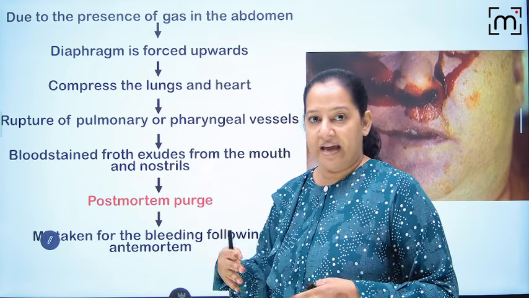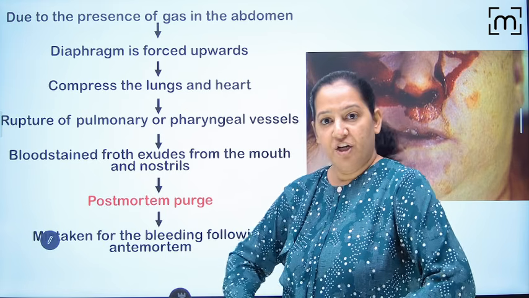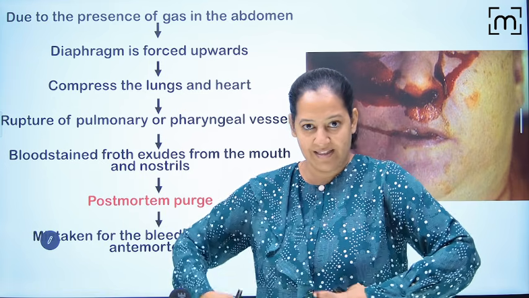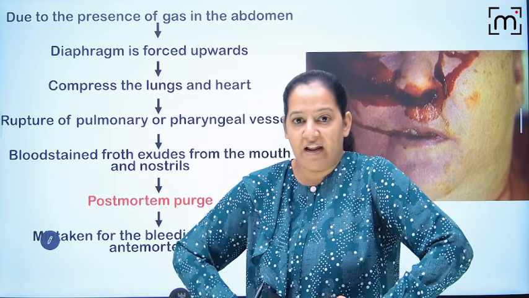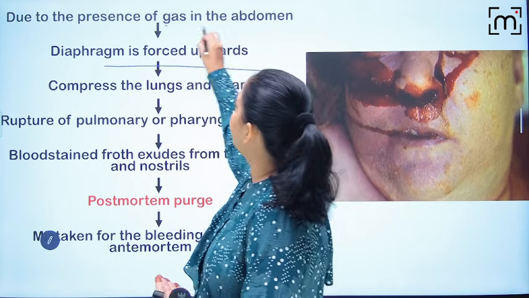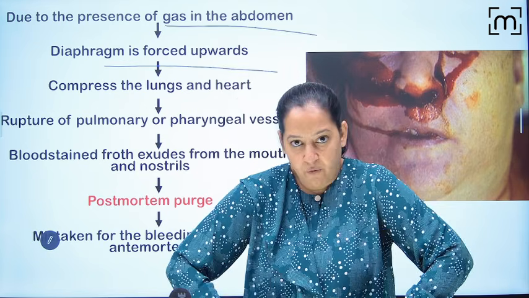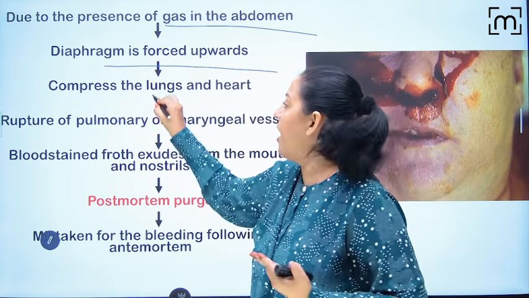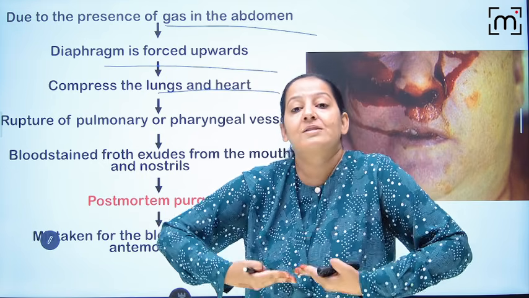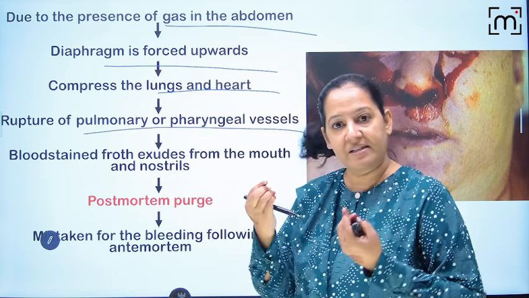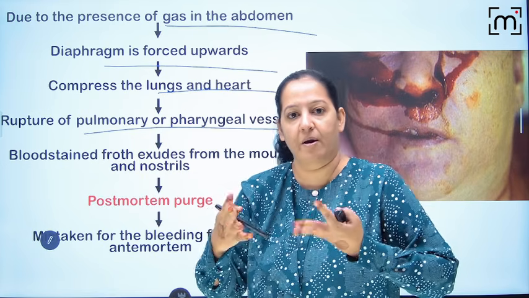Now, gases in the abdomen shift the diaphragm upwards. I have not put the diagram, but you can imagine here is the abdomen. There is gas in the abdomen first, forcing the diaphragm upwards. So the diaphragm is pushing upwards, and the lungs and heart are compressed. When the lungs and heart are compressed, the pulmonary and pharyngeal vessels are ruptured.